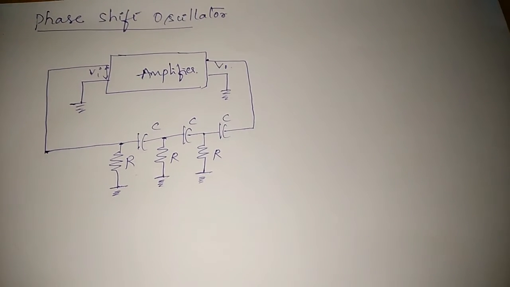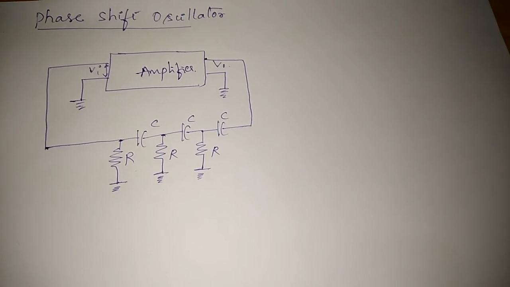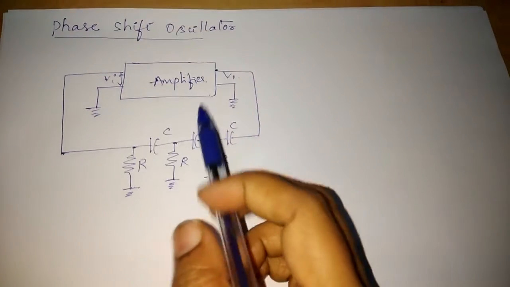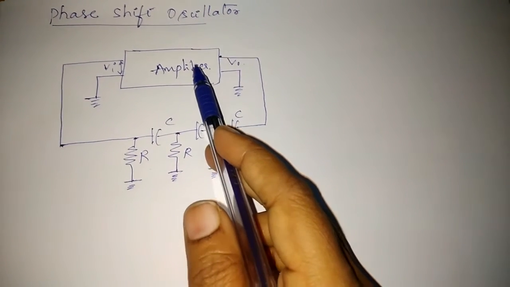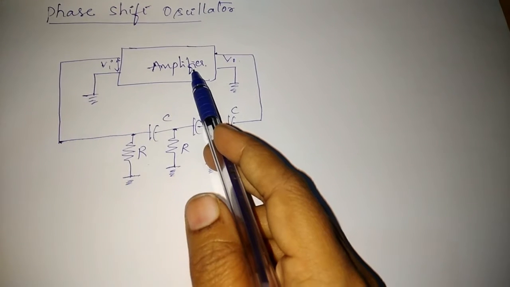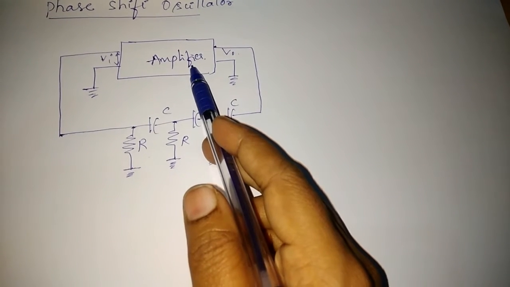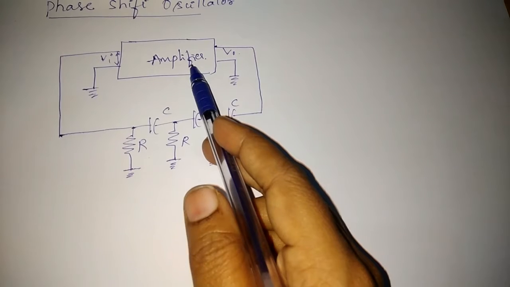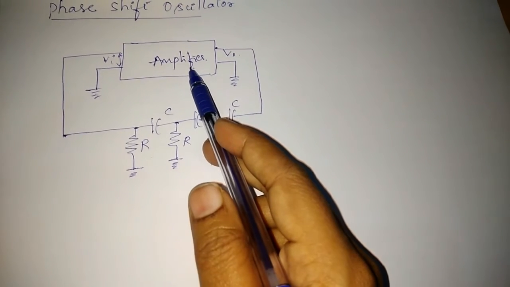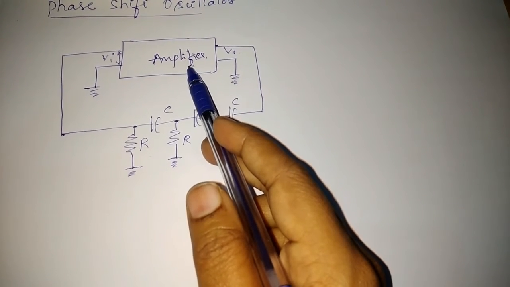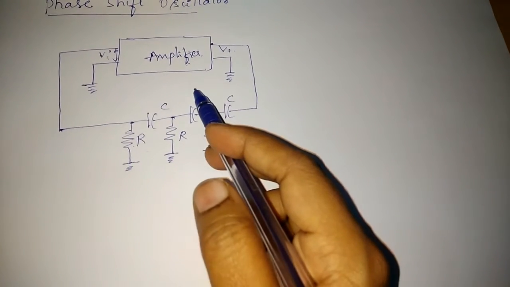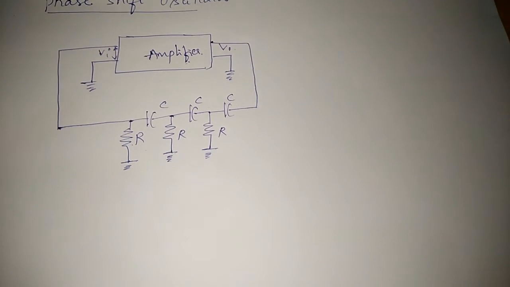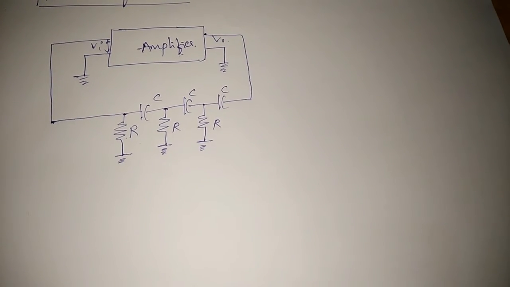So the phase shift oscillator can be constructed by using an op-amp or using a transistor. So this amplifier part is there, no? This can be constructed by using either an op-amp or a transistor, any one of the two, with the same feedback network. The feedback network will remain the same, only the amplifier part can be replaced by either a transistor or an op-amp.